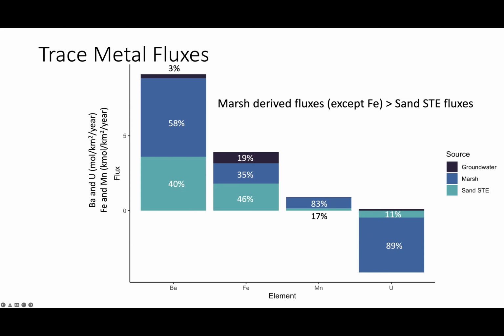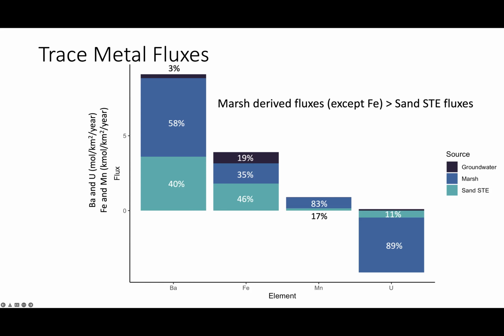Over the sand subterranean estuary in Waquoit Bay. And area-wise, there's more sand subterranean estuary in Waquoit than there is marshland in Waquoit. And about half of the sand subterranean estuary in Waquoit is covered by a marsh. So that's the ratio there, although that has decreased through time.